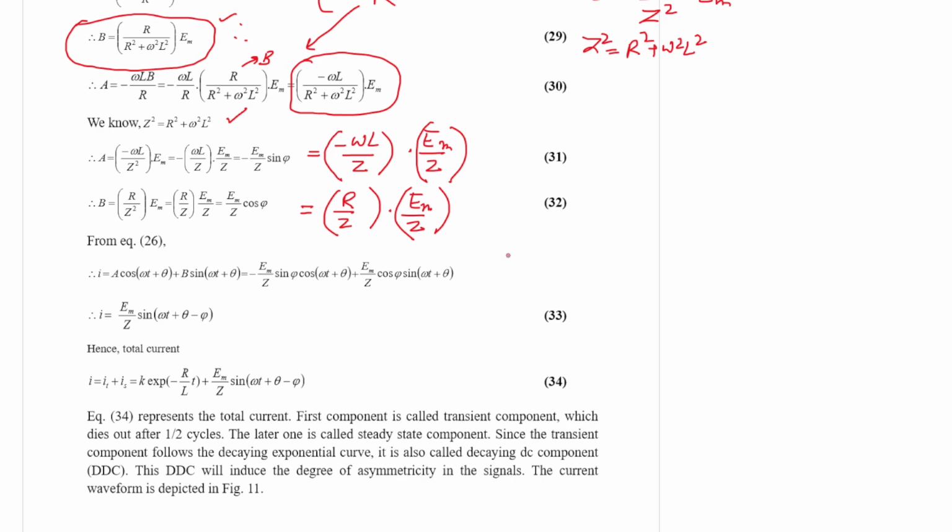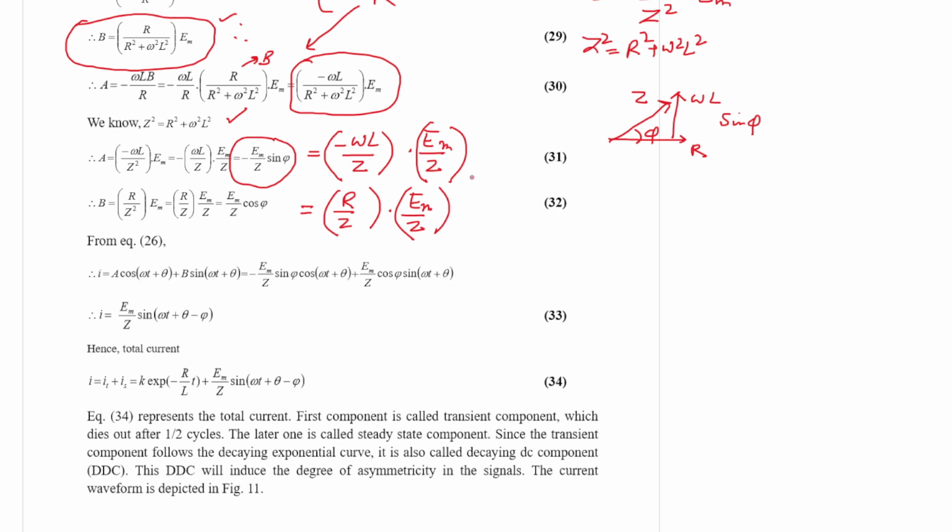Now from the power triangle, if this is R and this is omega L, and this is Z, and this angle is phi, then omega L by Z becomes sin phi. So A is nothing but minus Em by Z sin phi.